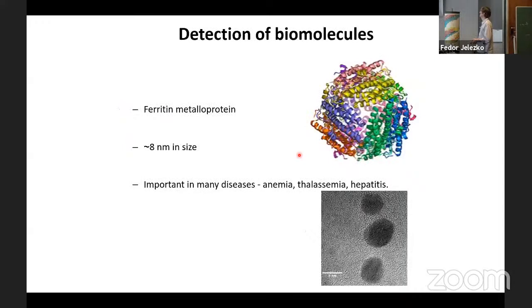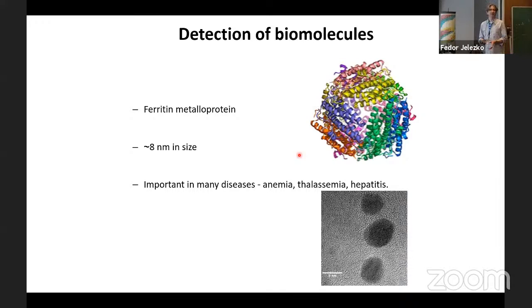Nanodiamonds can also be used to detect molecules and look inside of a molecule if the molecule carries magnetic ions. One of the important molecules that carry magnetic ions is ferritin. Ferritin is a carrier of iron in our body, and this iron can exist in two charge states. One of them has a spin. And actually, knowledge about the number of iron atoms in a ferritin has medical significance.